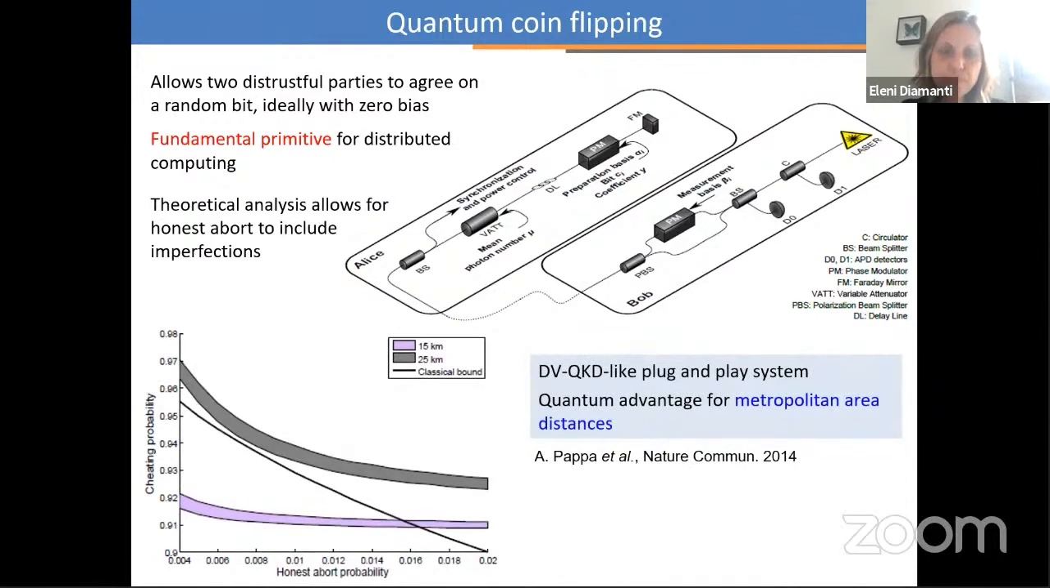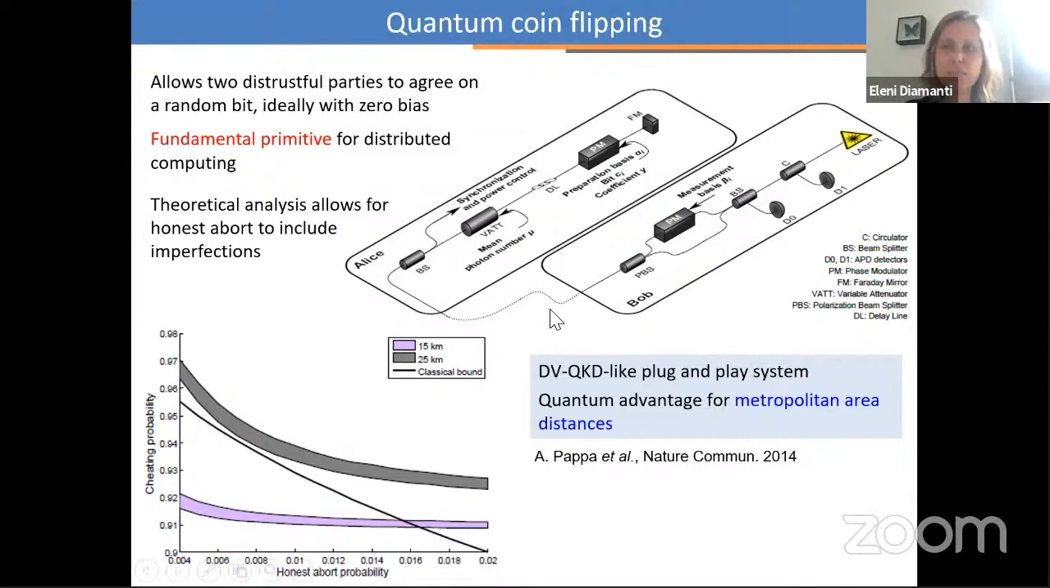So what we showed a few years ago with this type of protocol is that experimentally it looks a lot like a discrete variable QKD plug and play system. Of course, it was harder to do than a typical QKD system because we needed to work with an average photon number per pulse that was much, much lower than you usually find in QKD systems to ensure the security. And with this type of system, we saw the quantum advantage over metropolitan distances.